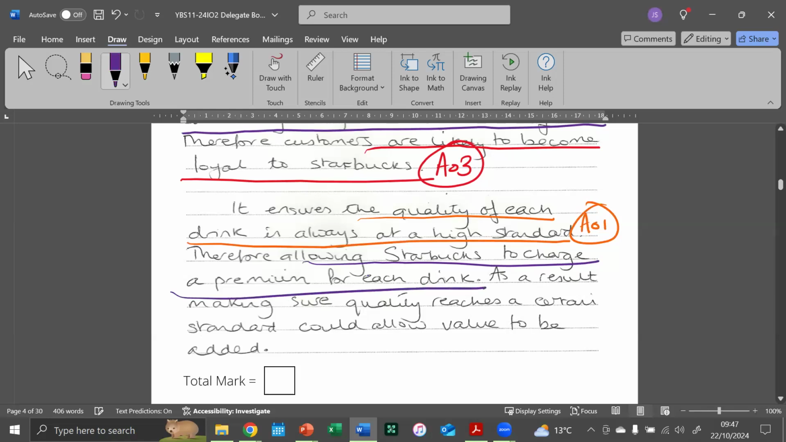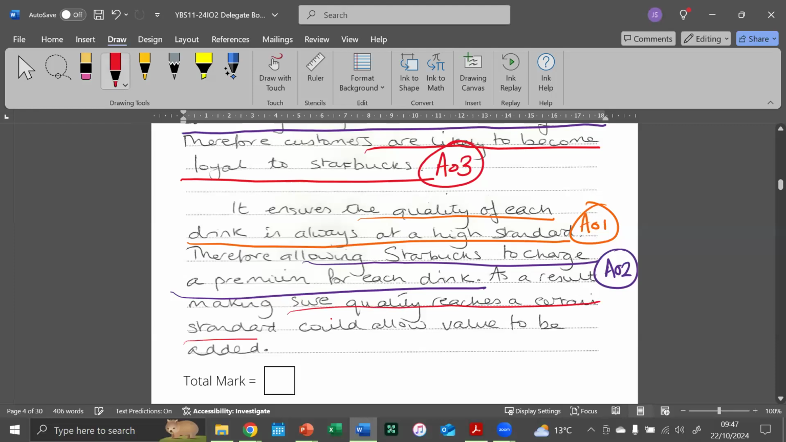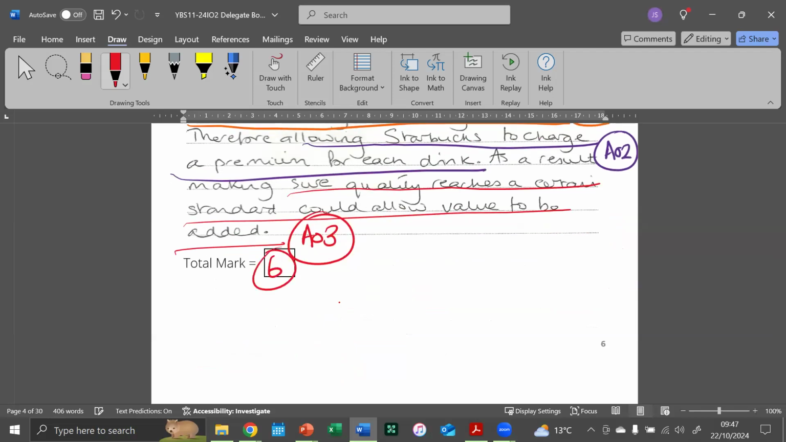Drink, that is application. Starbucks is not application because Starbucks exists within the question. Then we move to analysis. As a result, making sure quality reaches a certain standard could allow value to be added. Well, that's a logical step, isn't it? If you can charge a premium, you could add value. Okay, so that's got to count for the AO3. So I'd look at that one and think, well, okay, that's got to be 6.